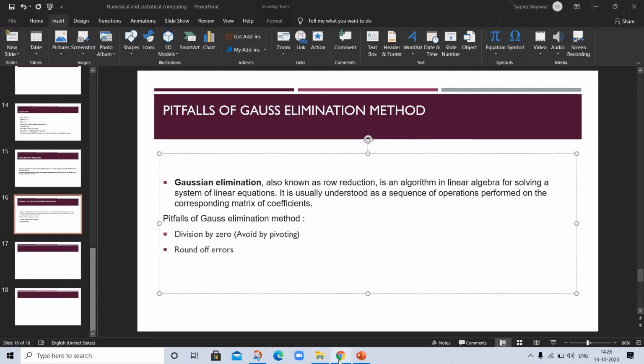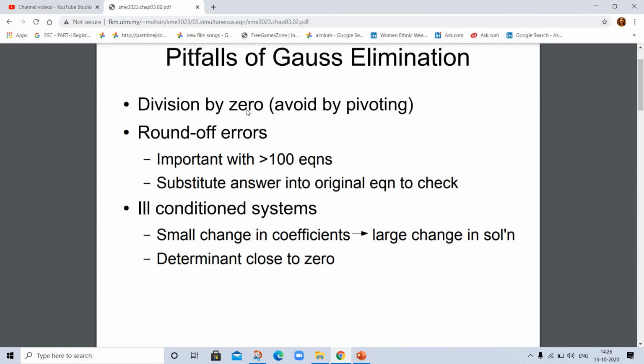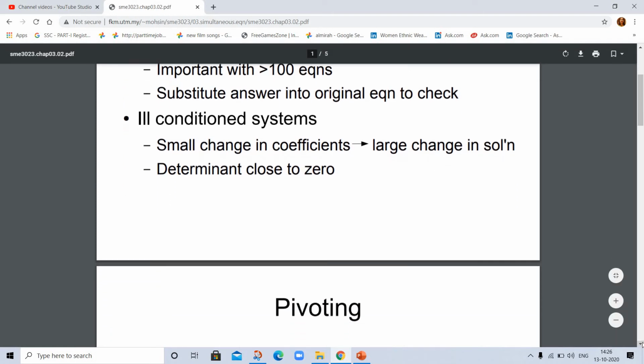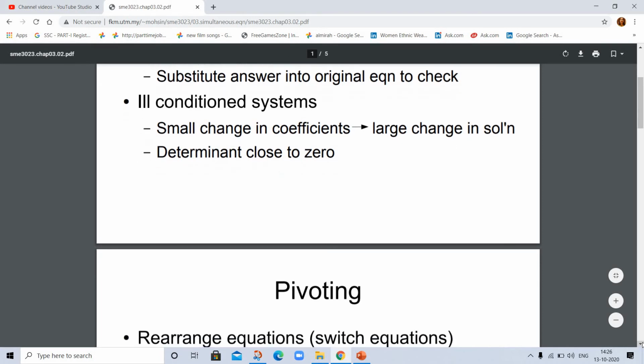So let's see one more thing here. Pitfalls: division by 0, avoided by pivoting, and round off error. Important is this: substitute the answer into the original equation to check. Small change in coefficient, large change in solution, determinant close to 0.